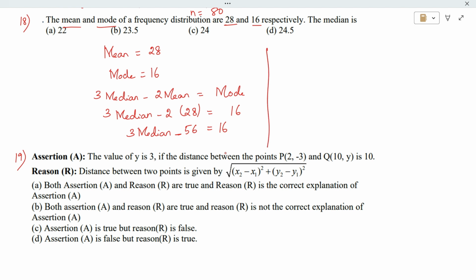Now I am transposing 56 to the other side. So I will get 3 median is equal to 16 plus 56, which is going to be 72. So 3 median is 72. If I transpose 3 to the other side, what will I get? It is 72 by 3, which is going to be 24, isn't it? So your answer is option C.